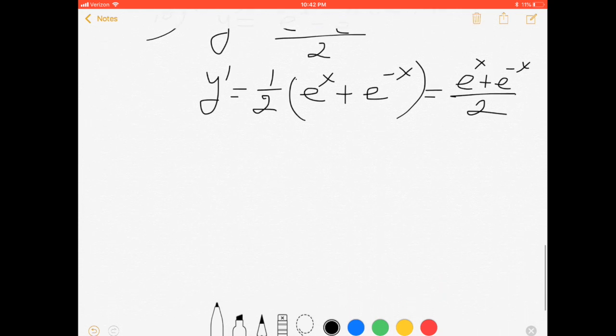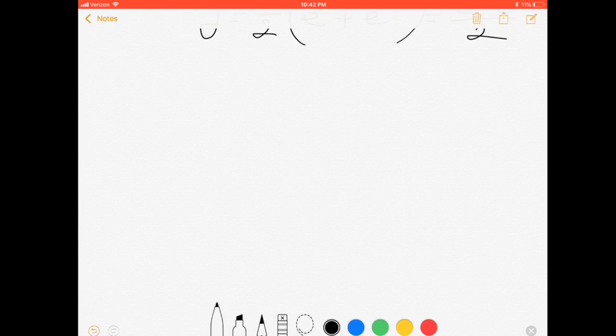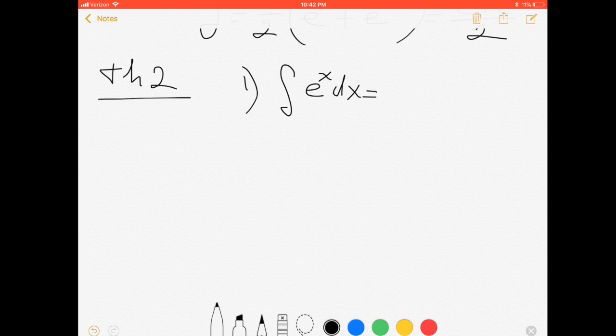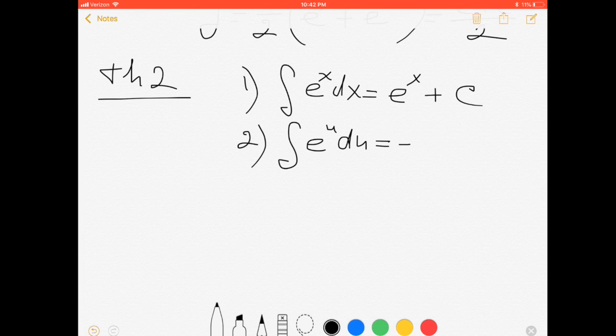How can we integrate our exponential function? Here we have theorem number 2. The first formula: the integral of e to the x dx is e to the x plus c. The second formula tells us if you have the integral of e to the u du, it is e to the u plus c.